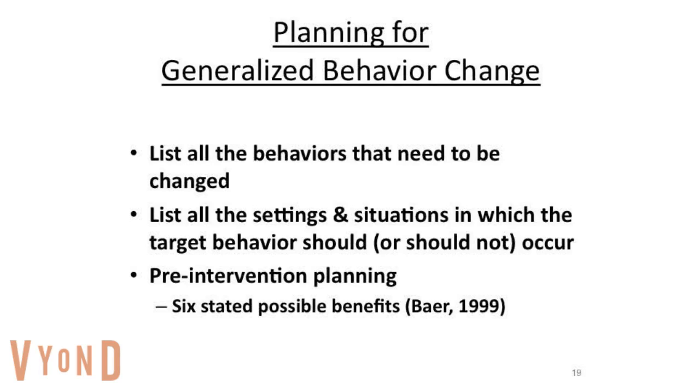So, six stated possible benefits by Baer in 1999. And again, you can find this in your text. I'll just briefly review them. The first one is that you see the full scope of the problem ahead. The second is if you teach less than the full scope of the problem, that would be the practitioner's choice. And then thinking about the possibilities if we're not teaching to the full scope of the problem behavior.